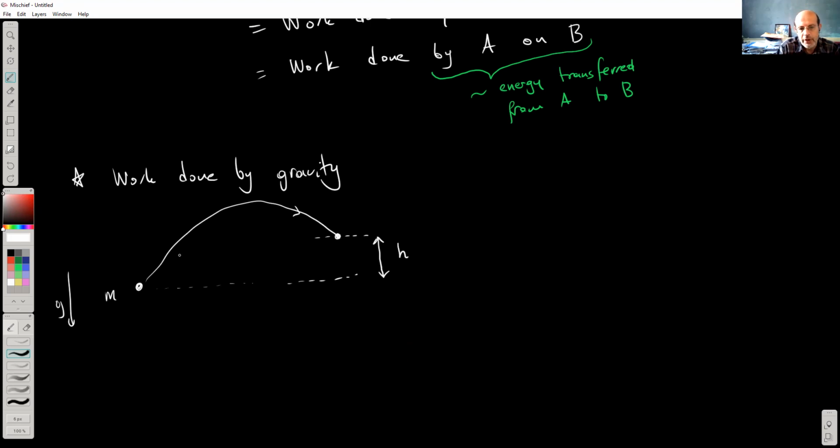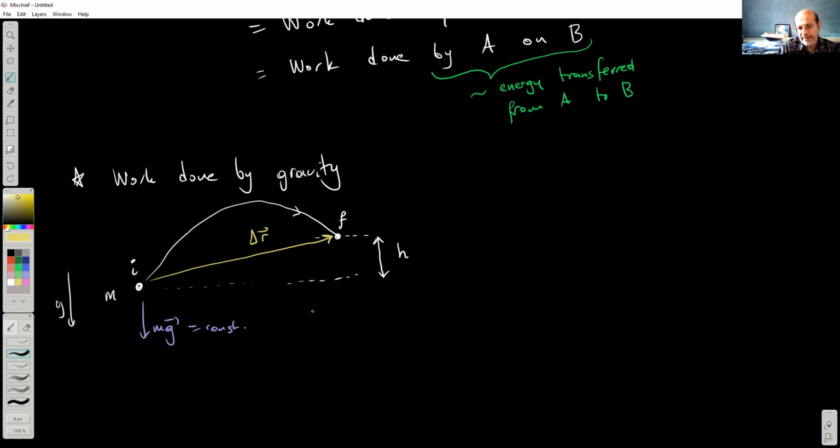Okay, so let's think about this kind of motion. This might be a projectile. So let's say that this is the initial point, that's the final point, right? The gravitational force is constant in here. So let me show it like that. That's mg, so that's constant. And then we have the displacement like that. Okay, so that's delta R.